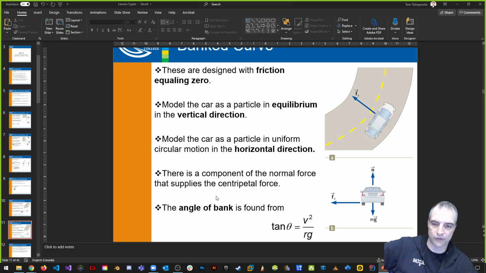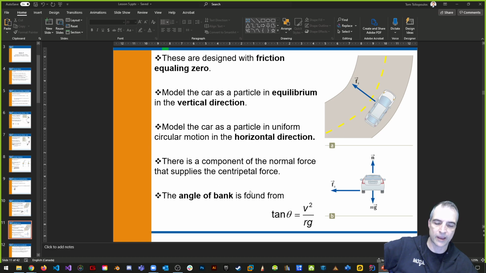So if I want to find the angle of the bank to keep the car going at the same speed, given a particular force of static friction, I can say tan theta is equal to v squared over r g, and we can do an arctangent or atan2 on the computer to reverse engineer the angle and figure out what the best angle of the bank is. Okay?